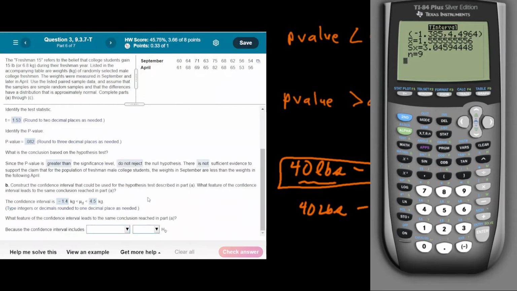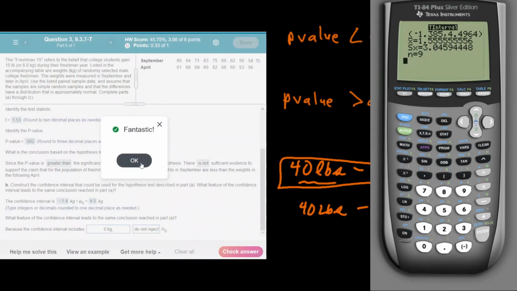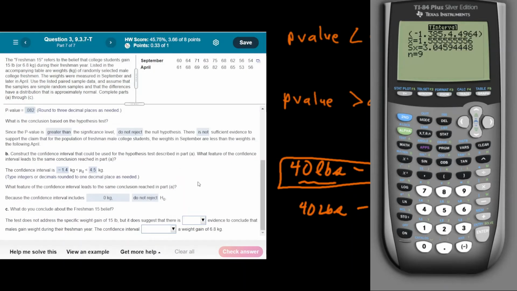Well done. Okay, what feature of the confidence interval leads to the same conclusion? Well, we're going to say we're not going to reject, because that's what we have up here, right? We went through all of that work. Because the confidence interval includes 0. So whenever it includes 0, you want to make sure that you don't reject. All right, fantastic. More questions, huh?